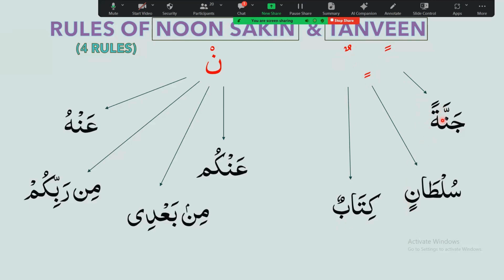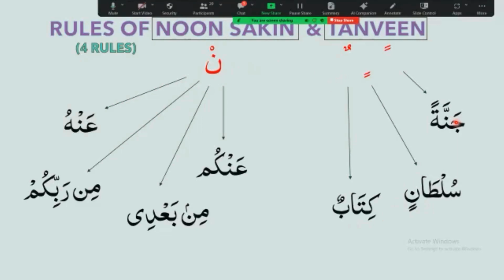You see that in jannatan, tanween of fatha is at the end on the letter ta. In sultanin, tanween of kasra is on the letter noon. And in kitabun, tanween of dhamma is on the letter ba. So you are also supposed to pay attention to the tanween as well. In today's lesson, you are specifically going to see the noon sakin and these tanweens.